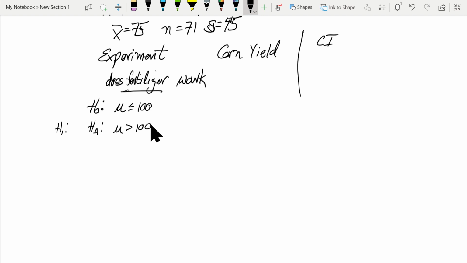So the alternate hypothesis is what I want to demonstrate. Right? I can't prove anything with statistics. I can't prove that the fertilizer works. All I can say is, as far as I can tell, I can reject that the fertilizer doesn't work in favor of the alternate hypothesis that it does work.